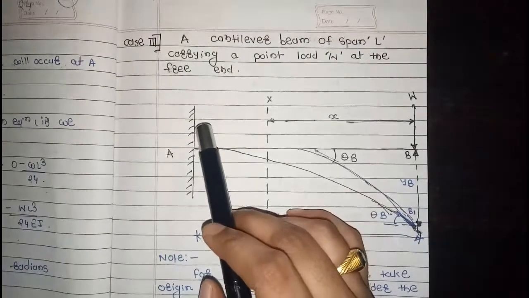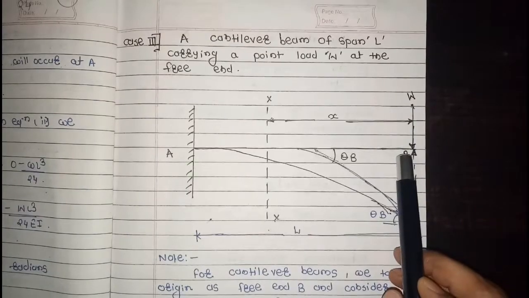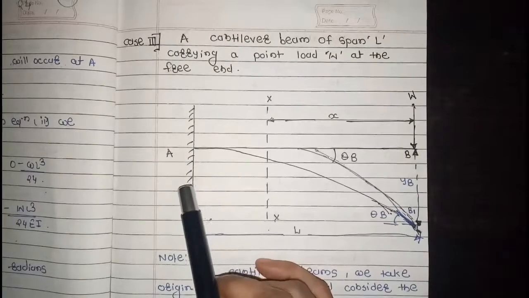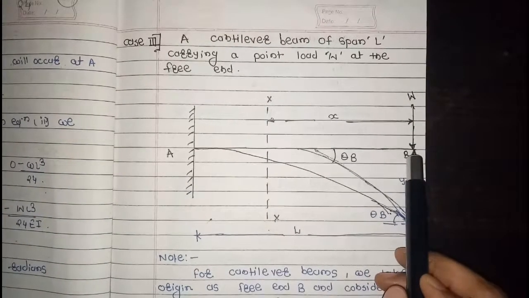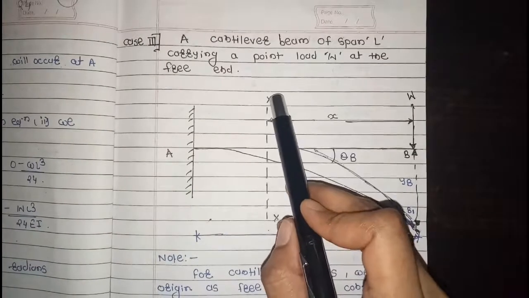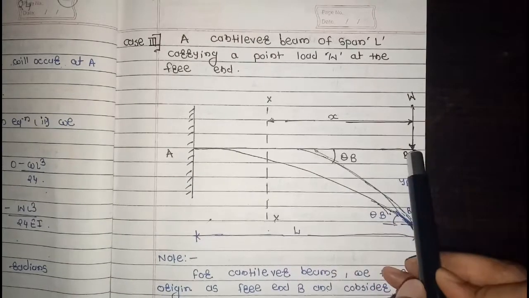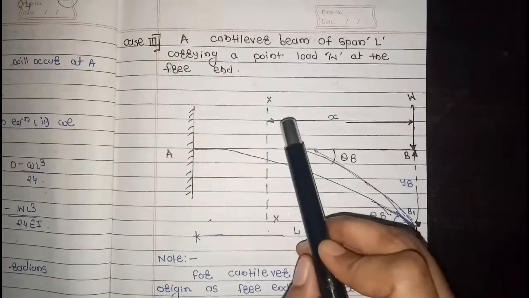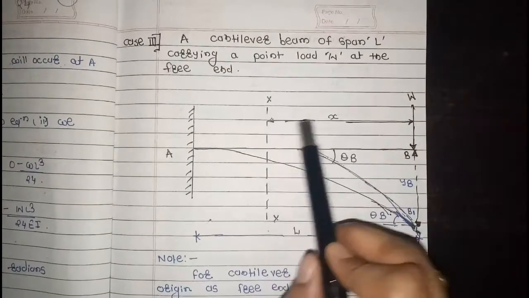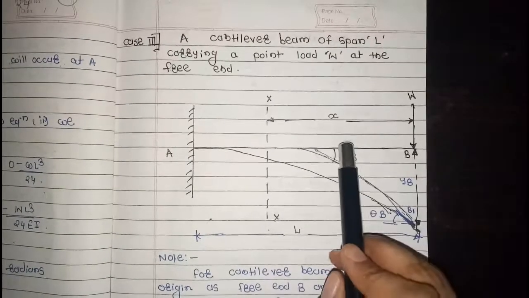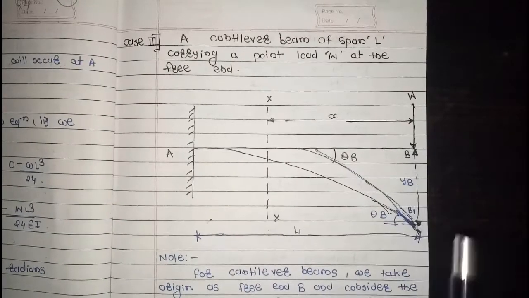So first of all, what is meant by the cantilever beam? One end is fixed and the other end is free, which is known as a cantilever beam. So one end is fixed at point A and the other end is free at point B. Section XX for the portion AB, with point load W at its free end, at a distance X from section to point B. Theta B is the slope and YB is the deflection.